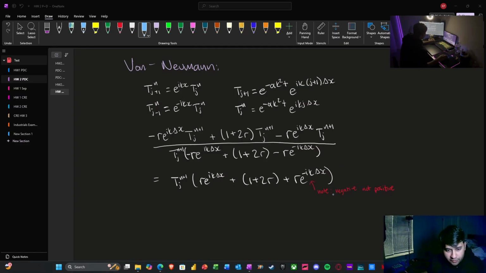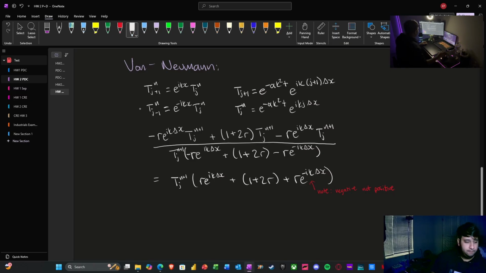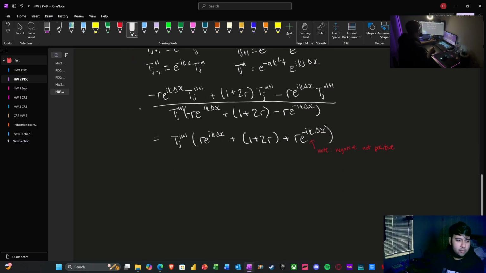Okay, so one thing to note, I did make a little error. This is supposed to be a negative right here, not a positive, and it wouldn't make sense if it was a positive, as this would be the same as that. So it's supposed to be negative. And now what we're going to do is make a little ratio of sorts, or I guess a differencing, of Tj^(n+1) over Tj^n.